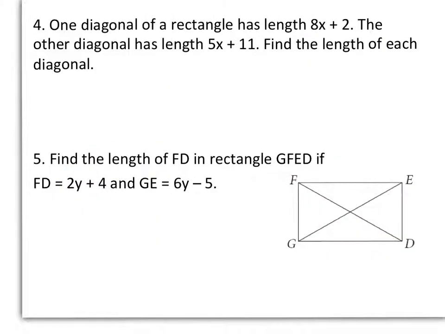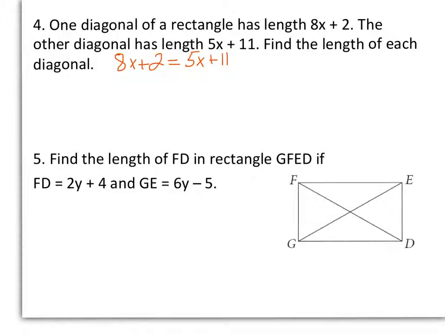Now let's look at two examples with rectangles. Number 4 says one diagonal of a rectangle has length 8x plus 2. The other diagonal has length 5x plus 11. Find the length of each diagonal. Okay, so we learned that the diagonals of a rectangle are congruent. So I'm going to make an equation where my two diagonals are equal to each other. So 8x plus 2 equals 5x plus 11.